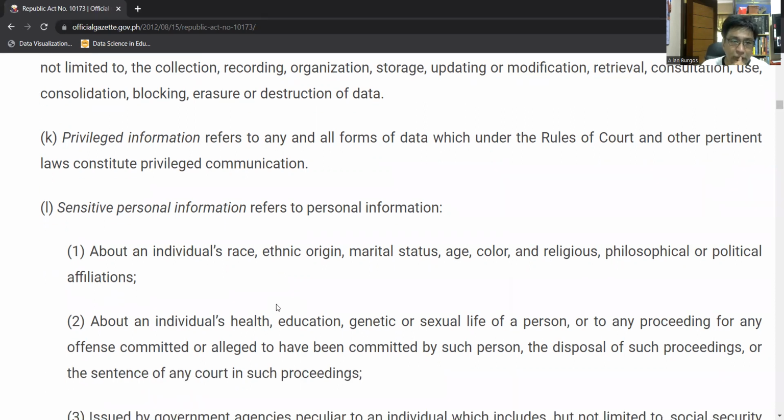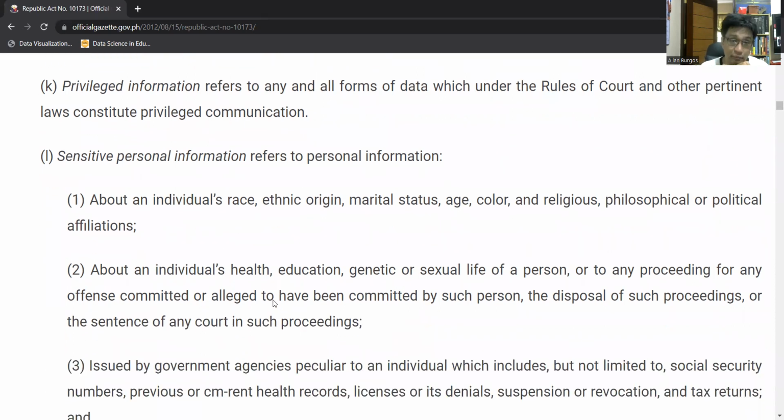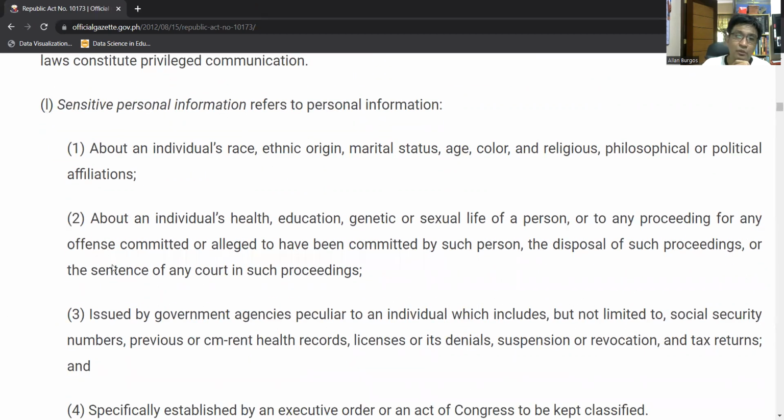Okay. Letter K, privileged information refers to any and all forms of data which under the rules of court and other pertinent laws constitute privileged communication. Sensitive personal information refers to personal information. This is like your PII, or personally identifiable information, or personal identifiable information. It depends on the authors.